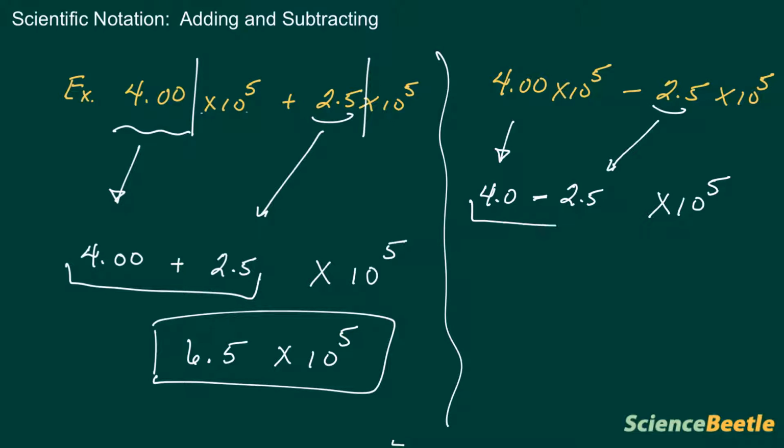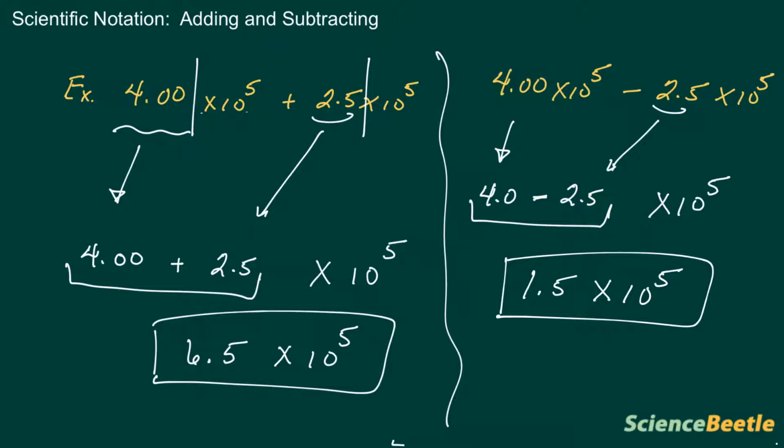All that's left to do is finalize the operation here, which we're going to do right now. 4.0 minus 2.5 will give us a very specific number. When you do that, what you get is 1.5, and then bring down the exponent portion, times 10 to the 5th. And here is the answer when you're subtracting. So just to make sure that we got this, this is the adding portion of things, and the subtraction is over here on this side. And there we have it.